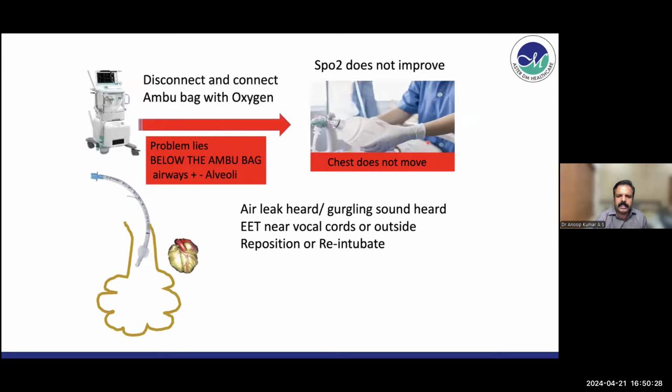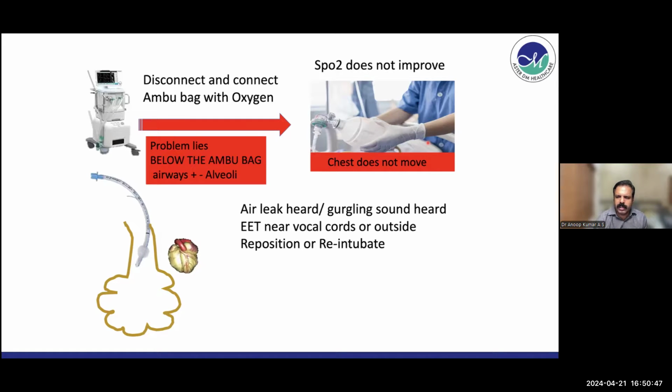And if an air leak is heard, or a gurgling sound is heard in the ET tube near the vocal cord, outside the tube area, or in the mouth, if you can hear that gurgling sound, immediately you will have to reposition or re-intubate, after proper pre-oxygenation, all those things.